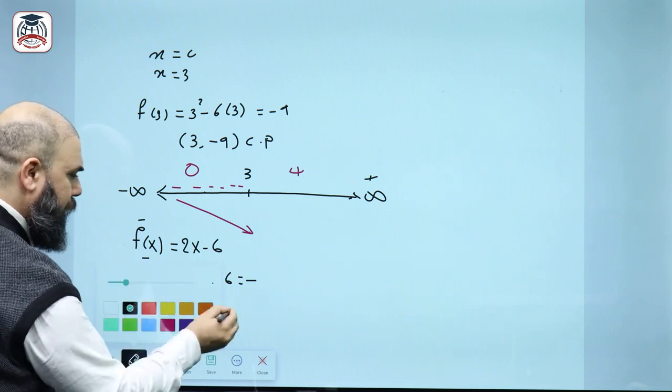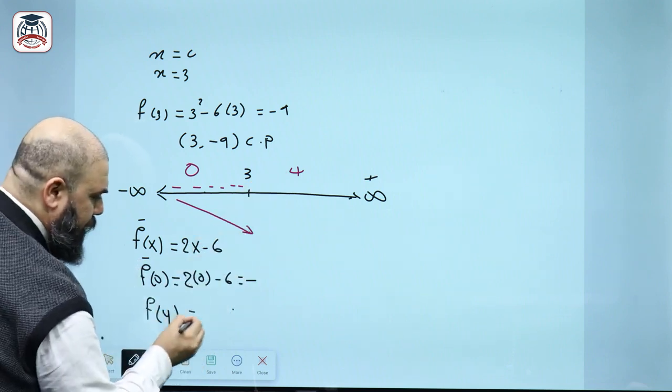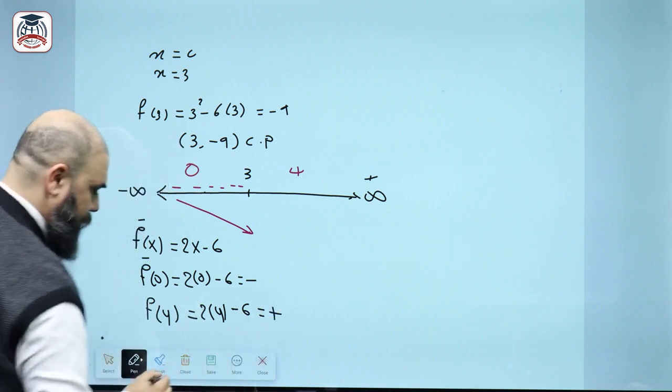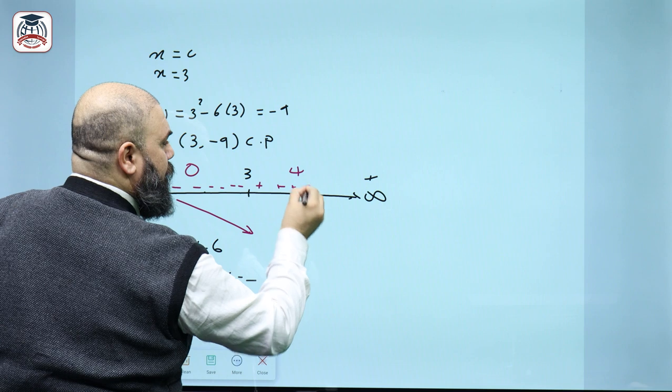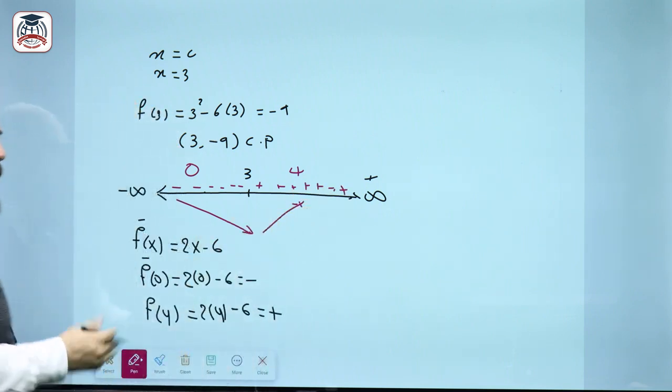Evaluate f prime of 4, which is 2 times 4 minus 6, is positive. Then this region is positive. We have an increase region or interval.